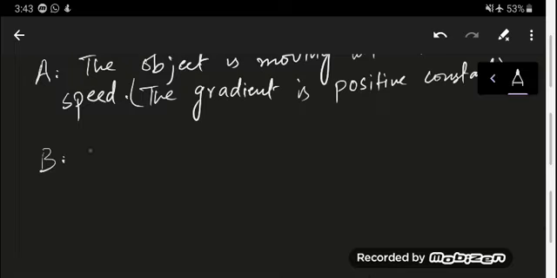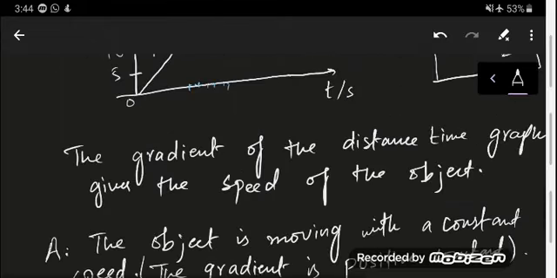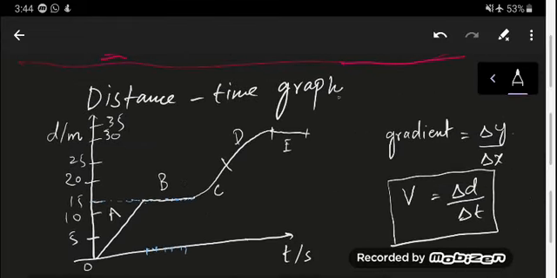For this distance time graph, the object is at rest. Why? Because the gradient is zero. Gradient is also known as the slope of the graph. You see that there is no change in the y coordinate. The change in distance is zero, right? So that's why the object is at rest. As the time is increasing, the distance is not changing. Let's talk about part C.